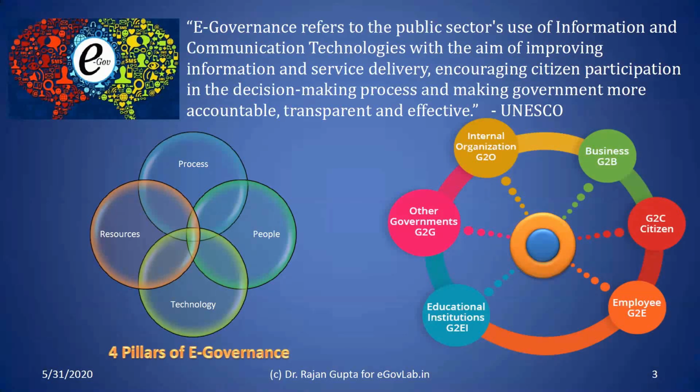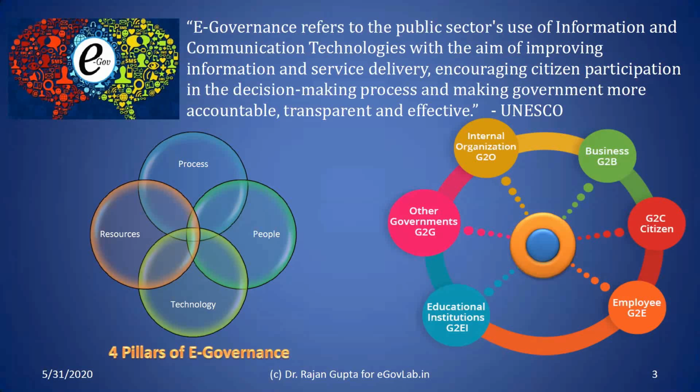Or as said by UNESCO, e-governance refers to the public sector's use of information and communication technologies with the aim of improving information and service delivery, encouraging citizen participation in the decision-making process, and making government more accountable, transparent, and effective. So that is the whole idea behind e-governance. This definition sums up all the aspects behind the working of e-governance. So whenever a citizen is interacting with government, or government is interacting with other entities, and that happens with the help of digitalization, then we say that's an e-governance process.